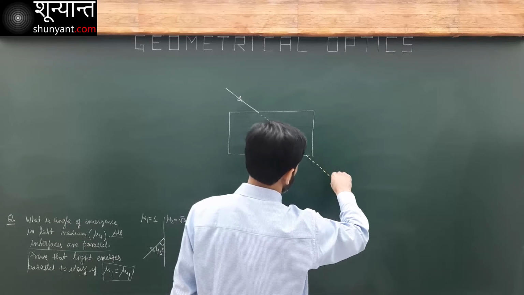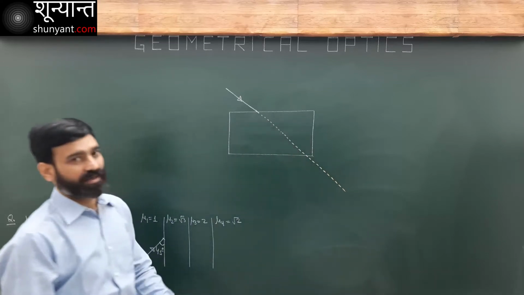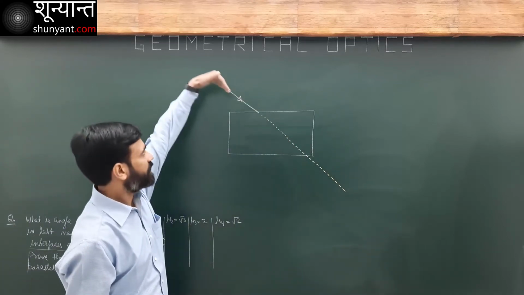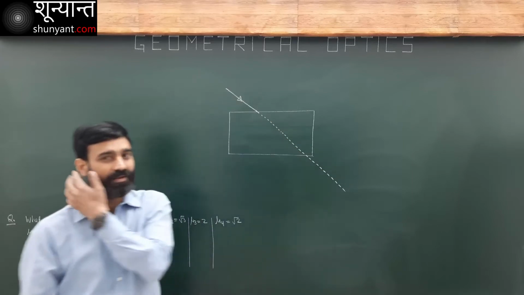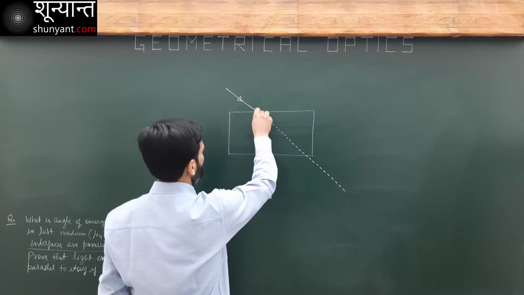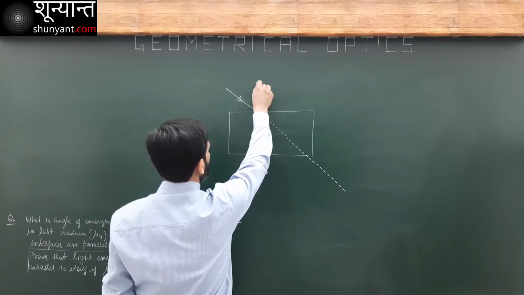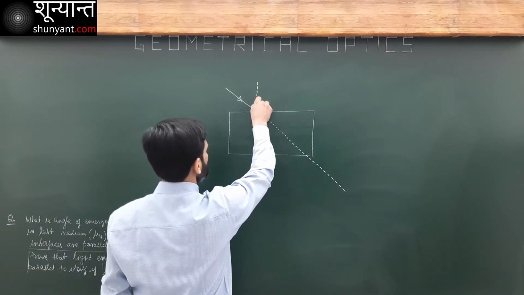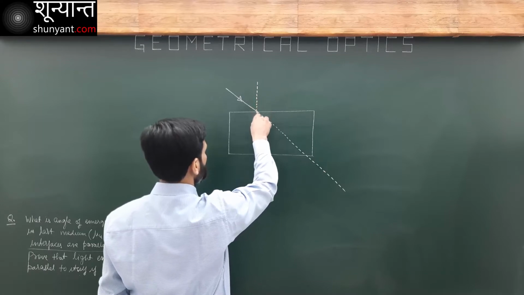What is this? Light was coming along this direction. This is my original direction. Okay? Understand this? At this point, refraction happens. Refraction happens because the medium changes. Okay. Let me draw this normal here.